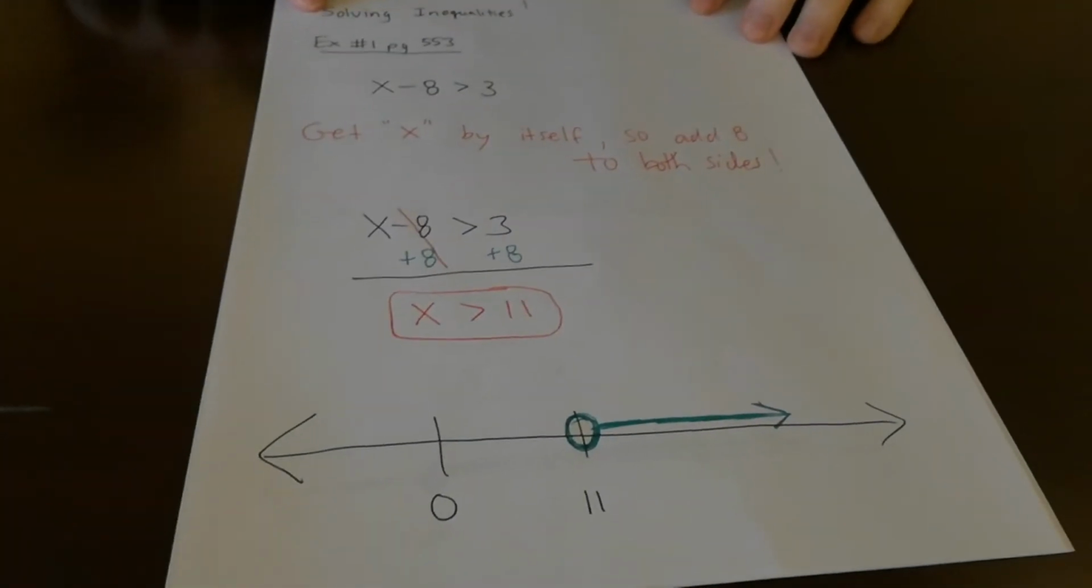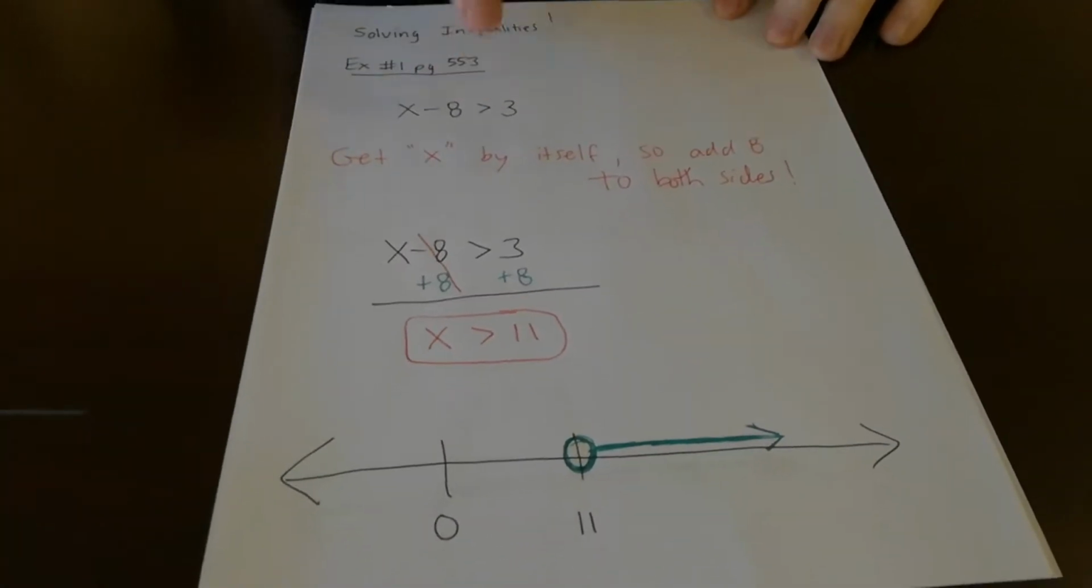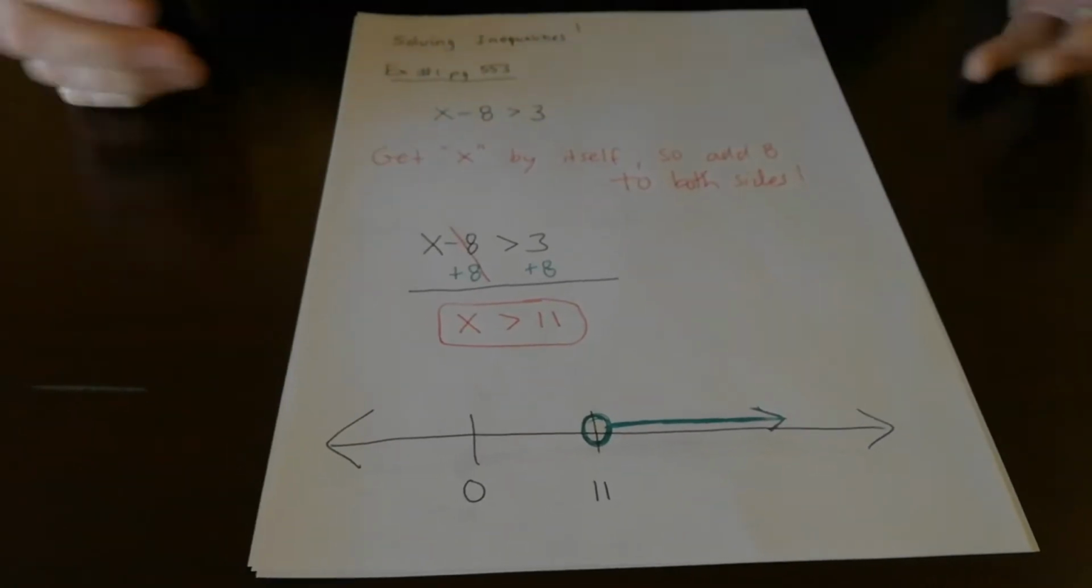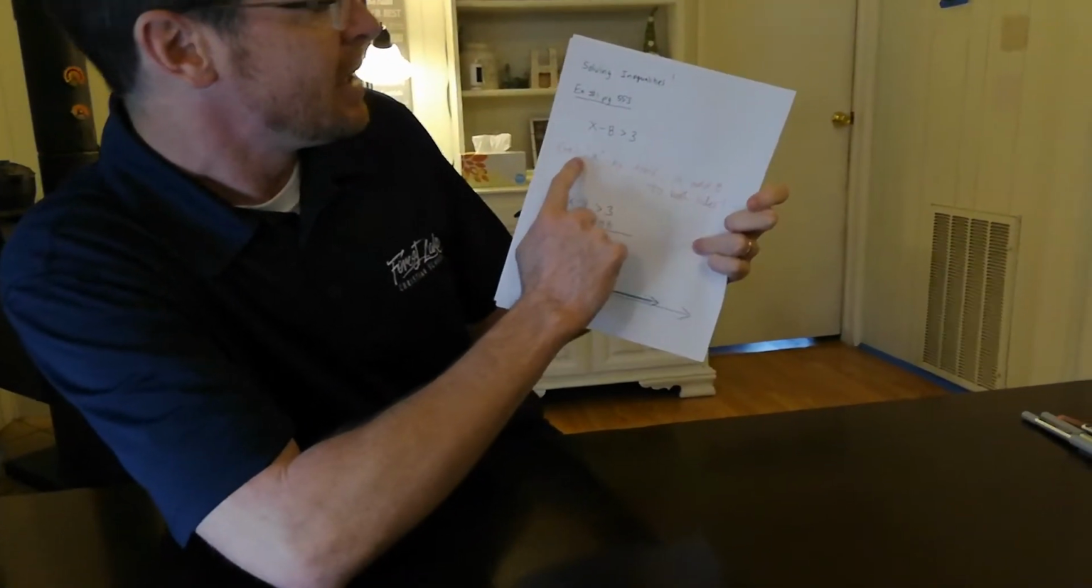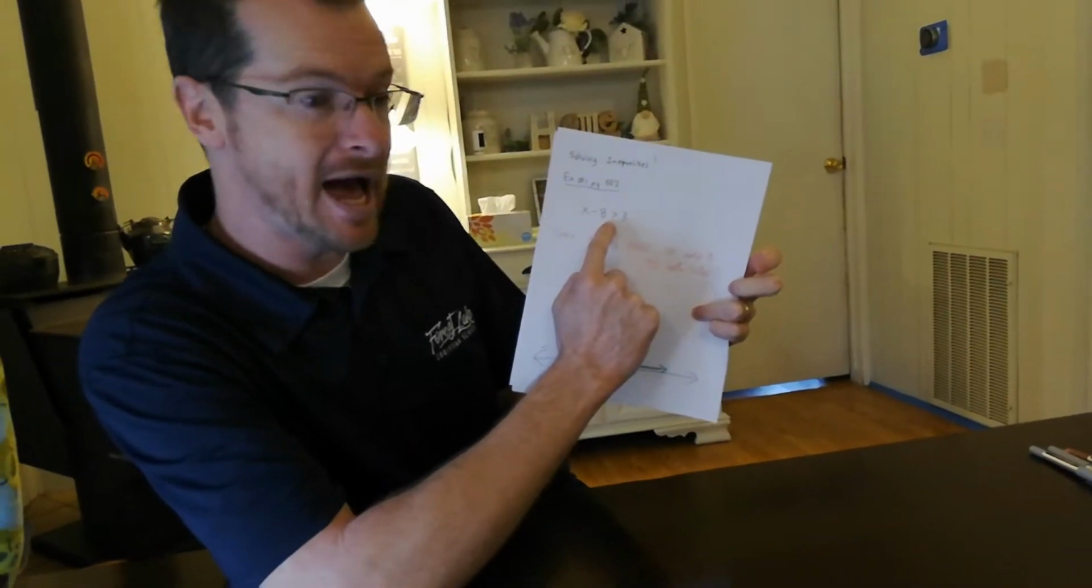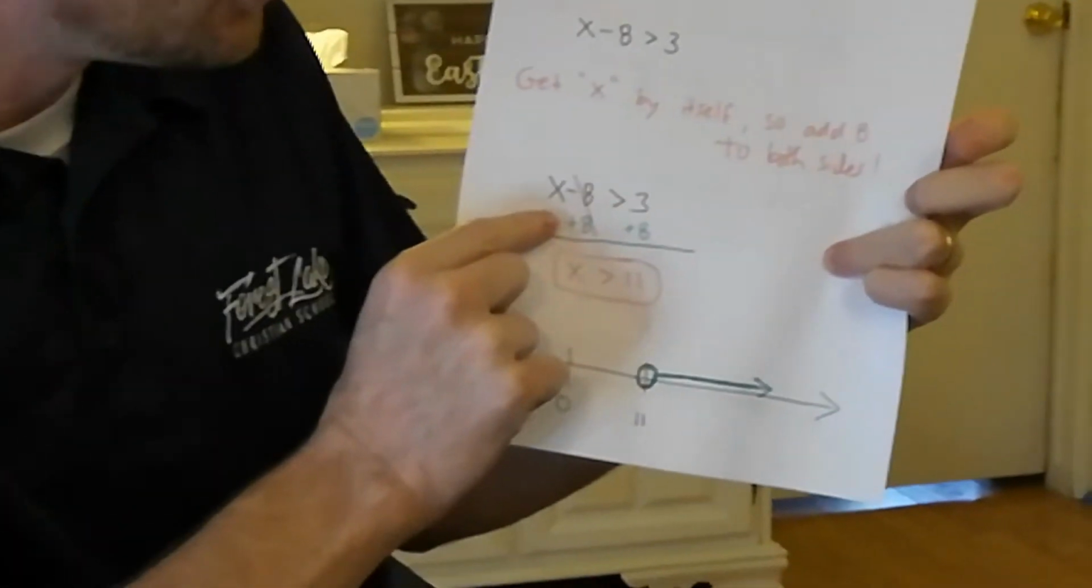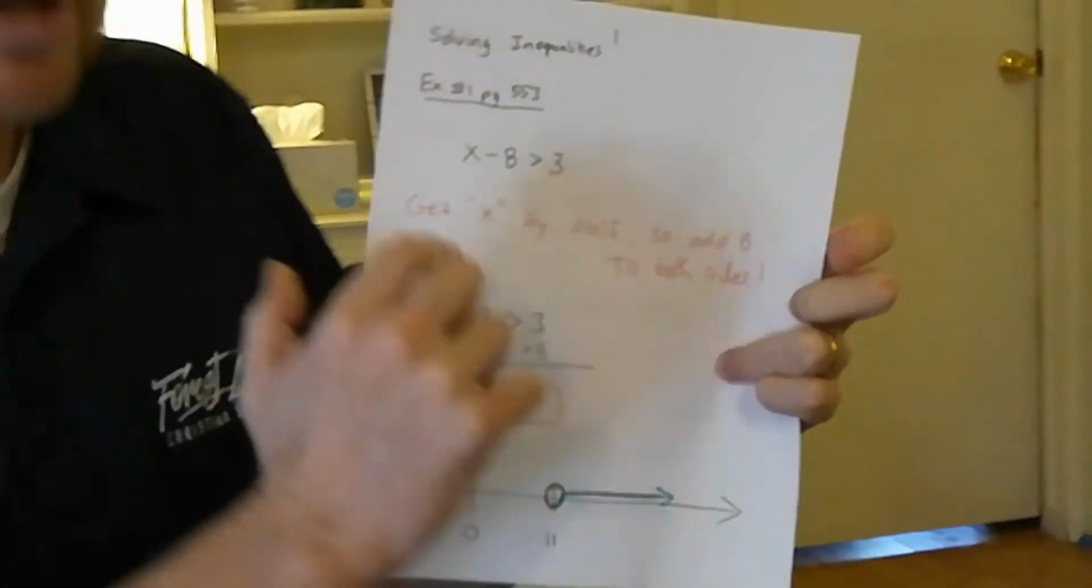Let's get started with chapter 12.9, example number 1, which says x minus 8 is greater than 3. If you're trying to get x by itself, then you have to get rid of the minus 8. So you have to add 8 to both sides to get rid of a minus 8. I did this down here in green. So I add 8, and I end up with x is greater than 11.